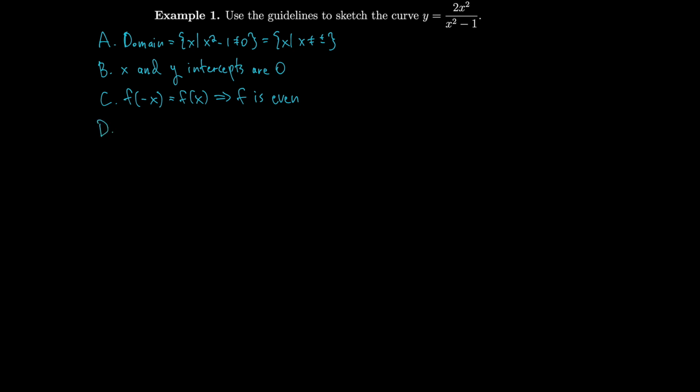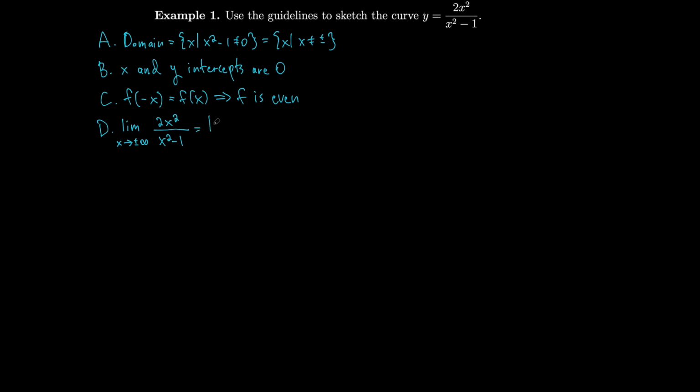For d, we want to try to find some asymptotes. So we're going to look at limits at infinity to see if they equal a finite number, and we're going to look at limits that equal infinity. Let's first look at our limits at infinity. So this is 2x squared over x squared minus 1. If x gets super big, then this will probably end up canceling a top and bottom and leaving us with 2.